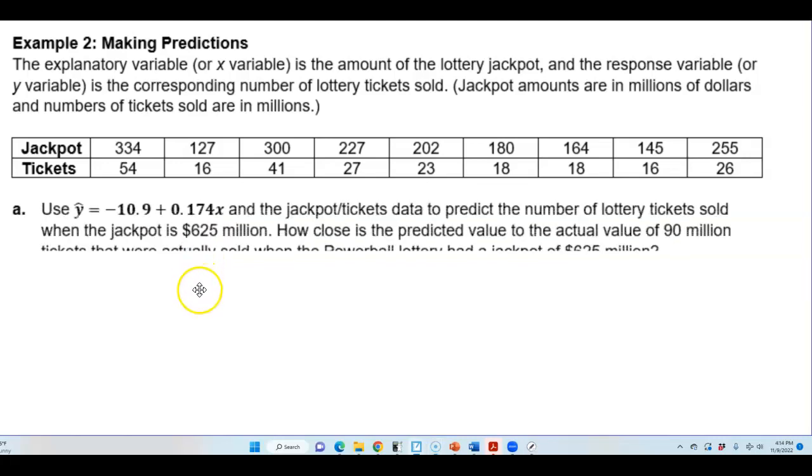For part A, we want to use the regression equation or the regression line where y is equal to negative 10.9 plus 0.174x and the jackpot tickets data to predict the number of lottery tickets sold when the jackpot is 625 million. How close is the predicted value to the actual value of 90 million tickets that were actually sold when the Powerball lottery had a jackpot of 625 million?